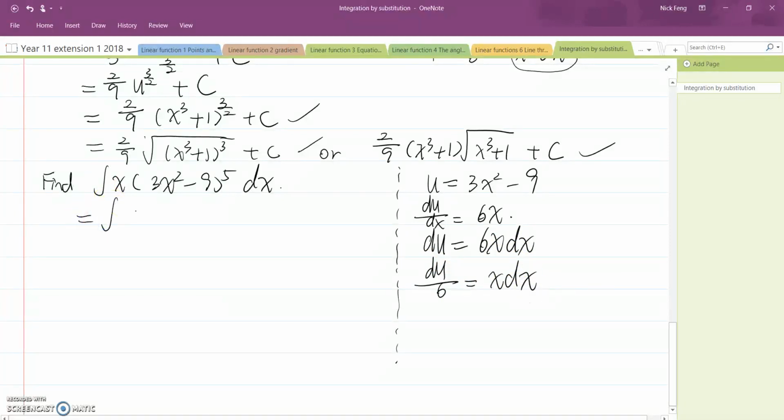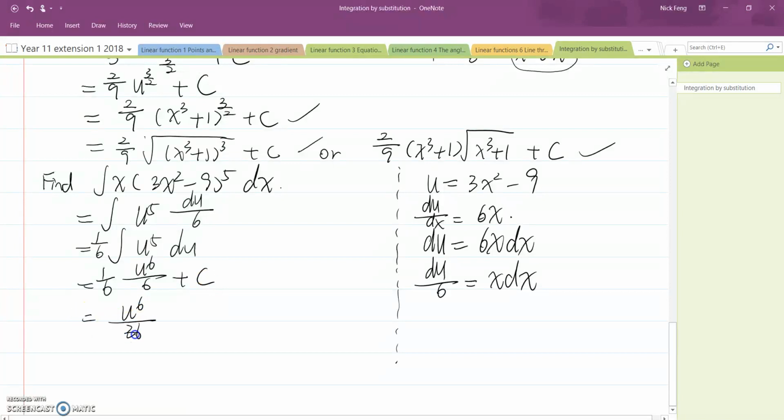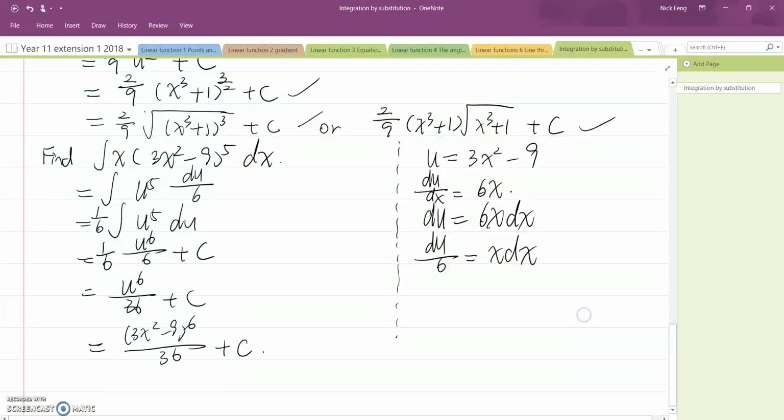Therefore, if you integrate it, that becomes u to the power 5 multiplied by du over 6. Take it out. And that is u^6 over 6 plus c. And that becomes u to the power of 6 on 36 plus c. And that is (3x squared minus 9) to the power of 6 on 36 plus c. Okay, now we'll come back to more integration by substitution in the next video.